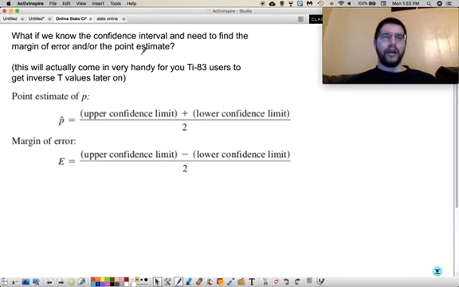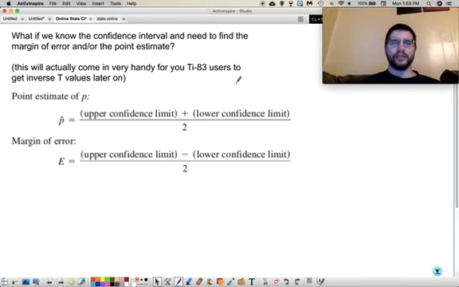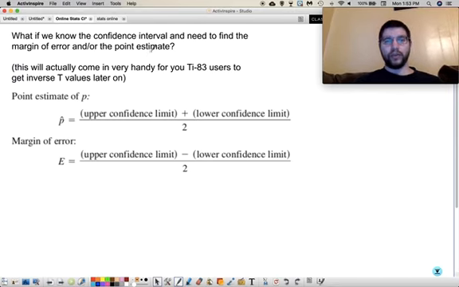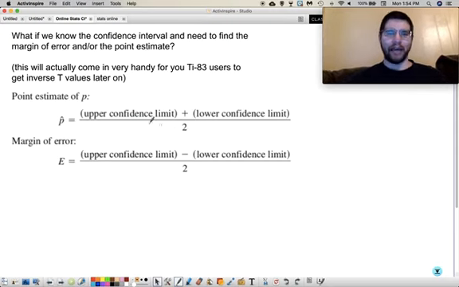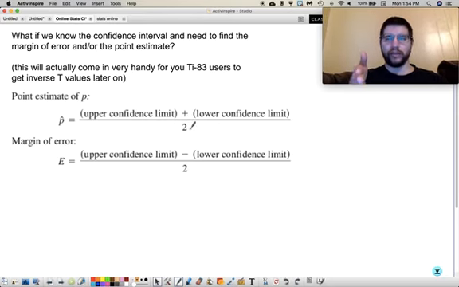Where were we? What if we want to know the confidence interval and need to find the margin of error? Again, the TI does give you the point estimate, so you could just subtract it. But what if for some reason the problem gave you the confidence interval? Well, to find it might be kind of obvious to you. We just average the upper bound and lower bound, and that'll give us right in the middle. That'll give us our midpoint, which would be our point estimate.